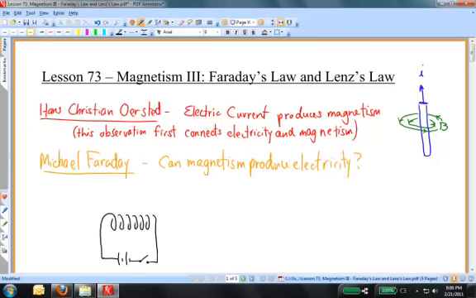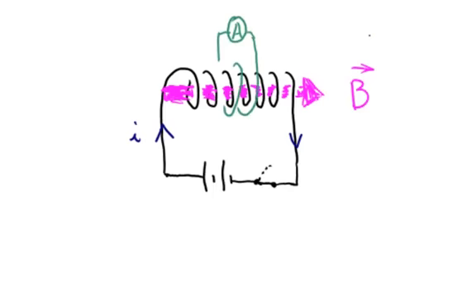Faraday connected a battery to a switch and a solenoid. He closed the switch, allowing current to flow through the solenoid, creating a magnetic field in the solenoid. Maybe the magnetic field is indicated in this diagram. It depends on the direction of the current, and it depends on which way the solenoid is wound. He put another second loop of wire around the solenoid. Let's call this one loop number 2, and we can call the original one loop number 1 with a solenoid.